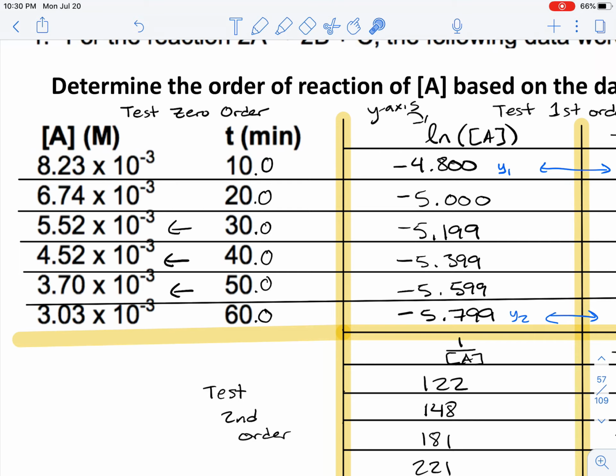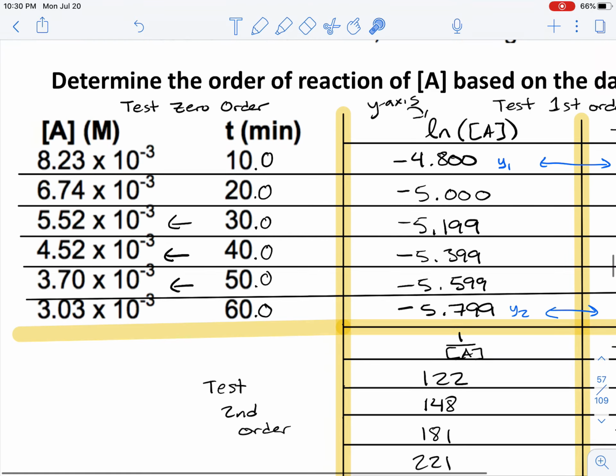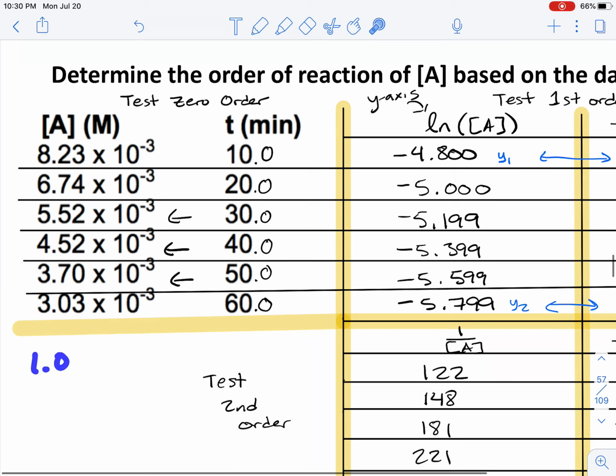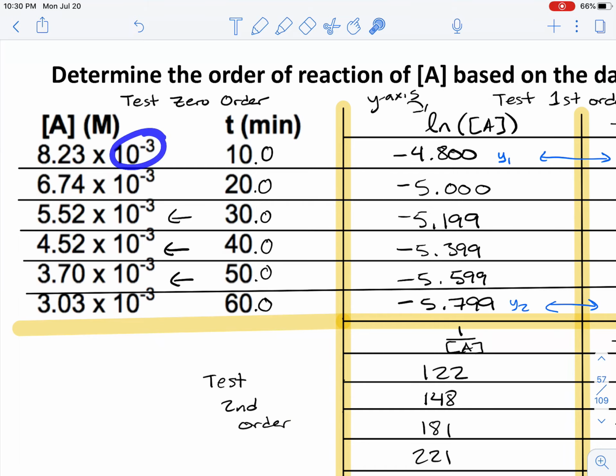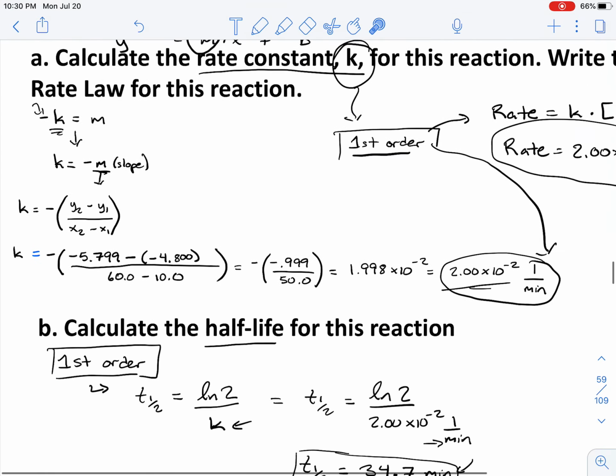And so at time 0, that number should be larger than this point. And it is, because it's 1.01, oops, let me just write it down here. So it's 1.01 times 10 to the negative 2. And times 10 to the negative 2 is much larger than times 10 to the negative 3. Okay, so that answer makes logical sense.